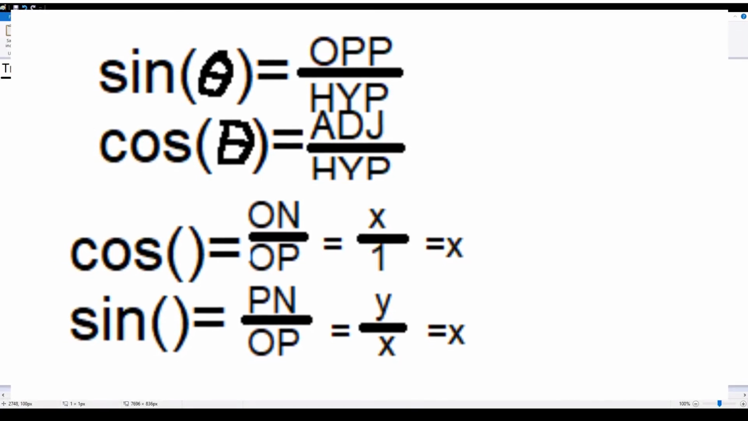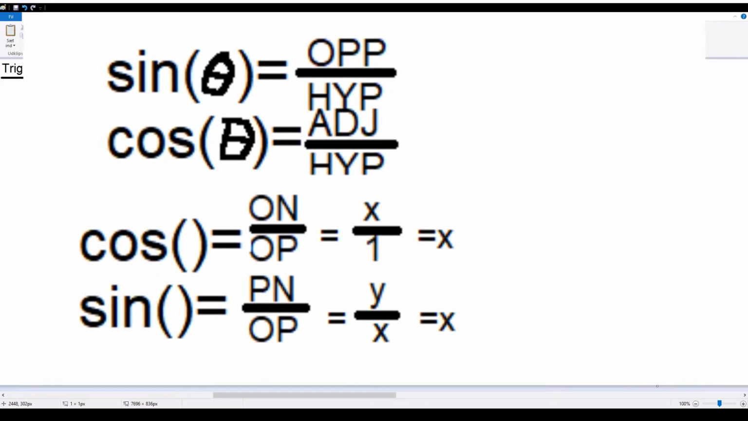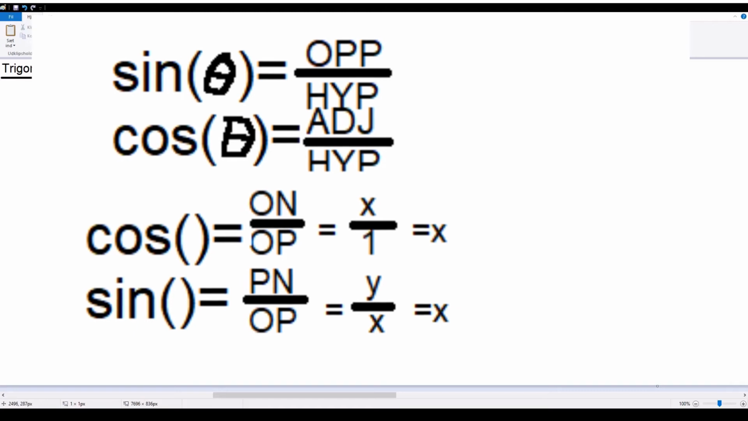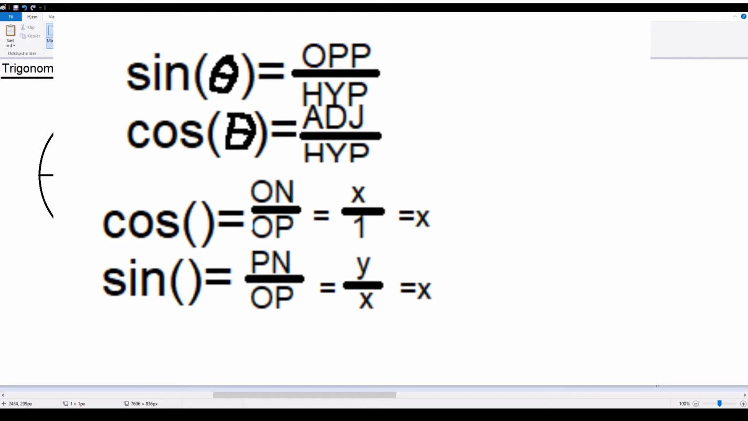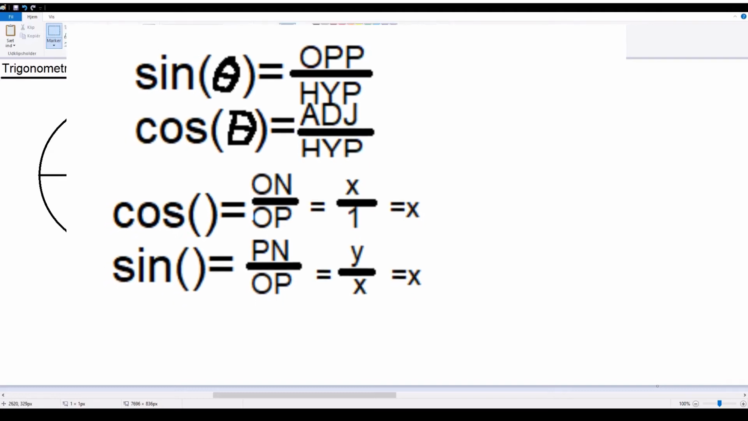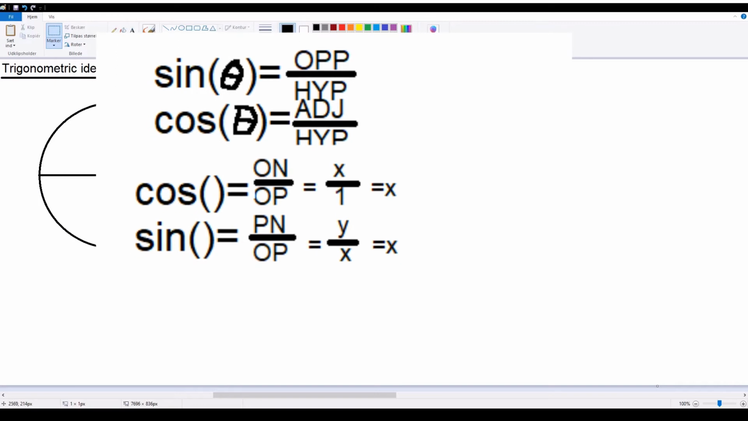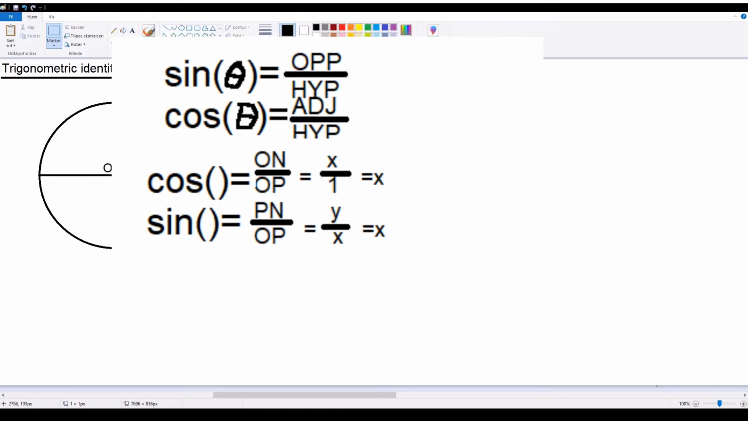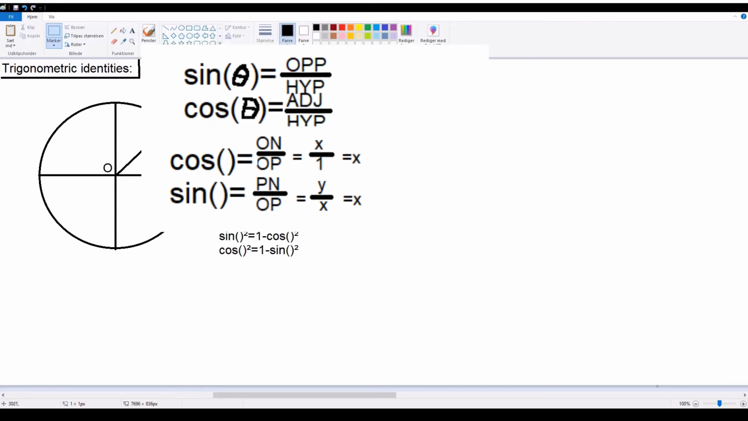You'll notice that here cosine is equal to the adjacent side ON divided by the hypotenuse OP, which is equal to x, because we don't know what the distance from O to N is because it can be arbitrary, divided by 1, because we know the distance from O to P is 1. Meaning that cosine of this angle here, which is arbitrary, is equal to x.